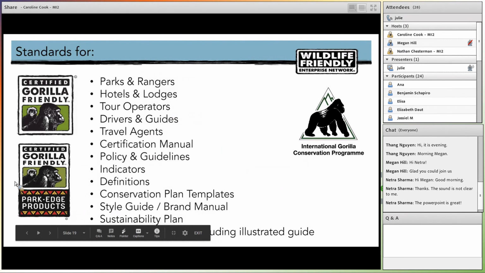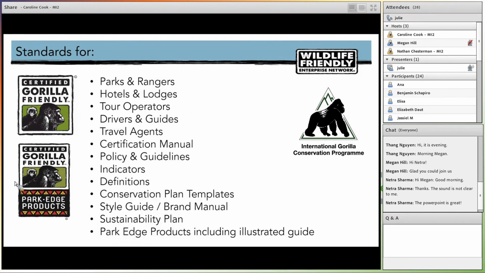So Gorilla Friendly is a partnership with the International Gorilla Conservation Program, which is the coalition of Conservation International, Flora and Fauna International, and World Wildlife Fund. We started this partnership with IGCP in 2012, and it has resulted in two distinct but related certification programs.